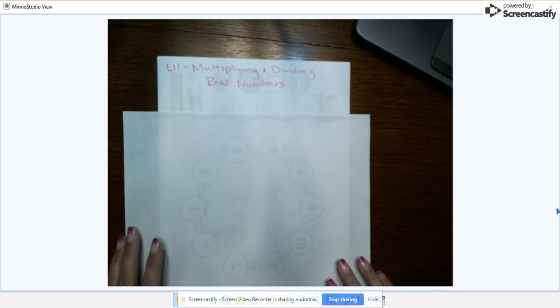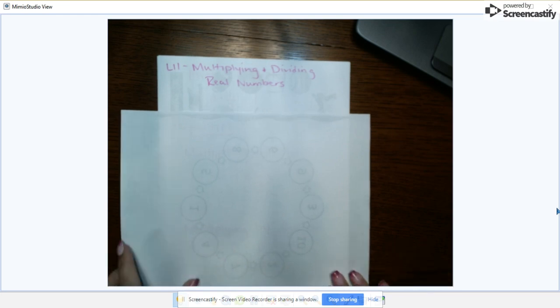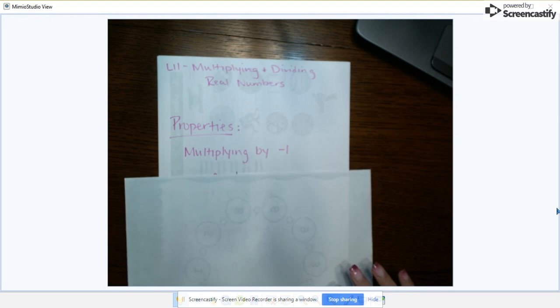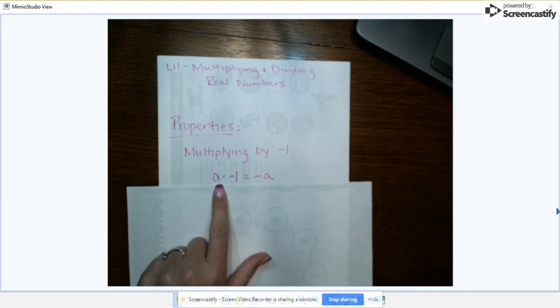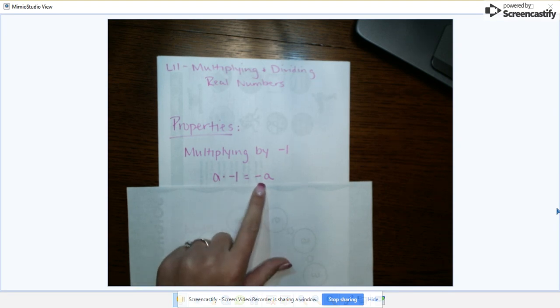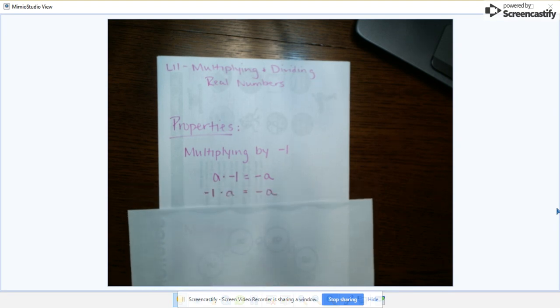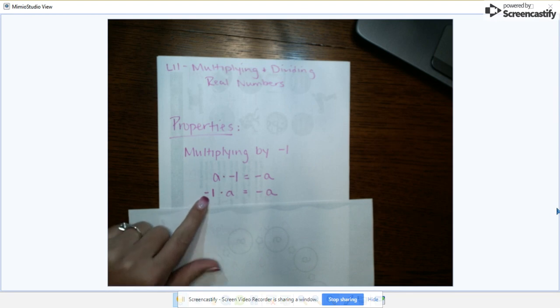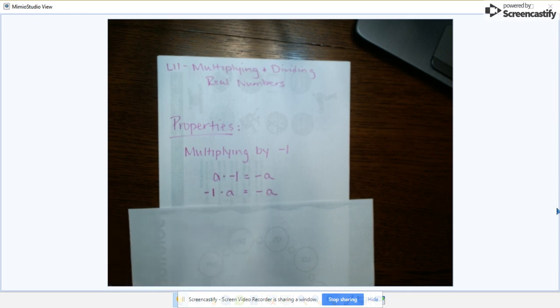Hey guys, today we're going to look at multiplying and dividing real numbers. So a couple properties. When we multiply by -1, the sign changes. So if we have a number times -1, it becomes the opposite of our number. Also, if the -1 comes in front, it's still the opposite of your number.